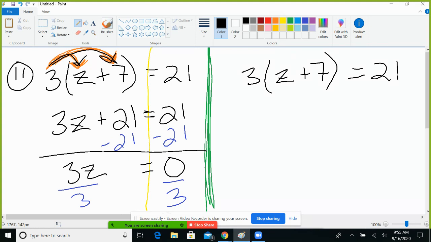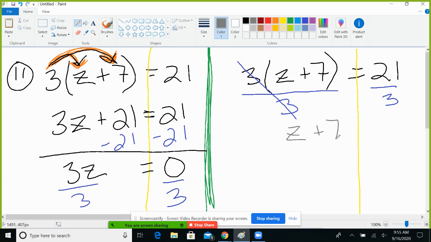So this is 3 times this whole quantity, right? Like we talked about on the other side. 3 times z and 3 times 7. So what I can do as my first step, if I want to get rid of it, is what if I just divide this whole thing by 3? Well, I would divide both sides by 3. So I get rid of that 3 because it cancels out. And what I'm left with is z plus 7 equals 21 divided by 3 is 7.